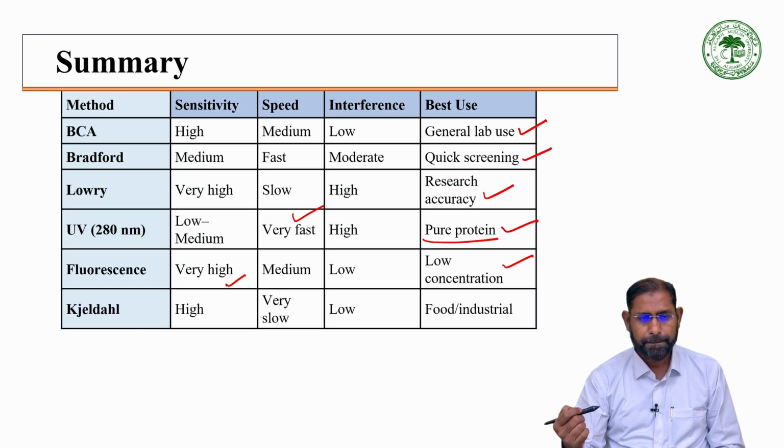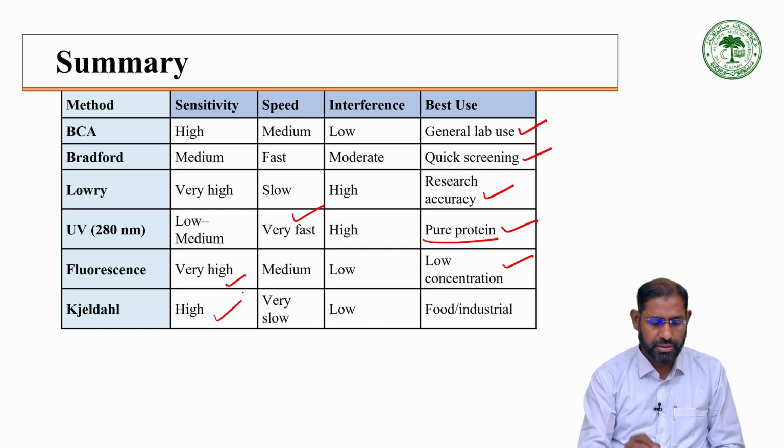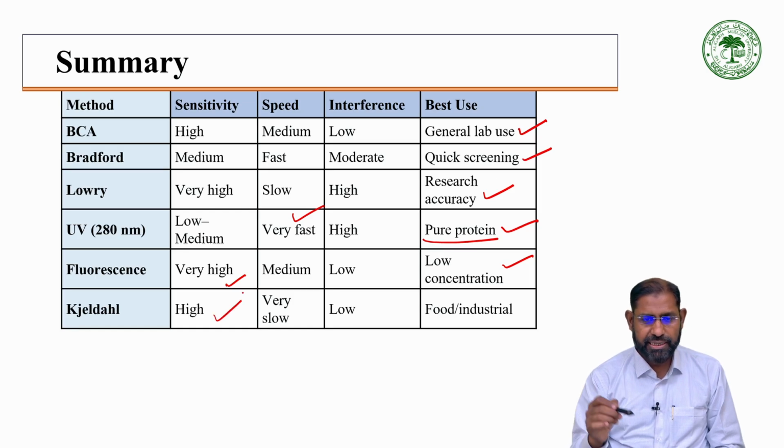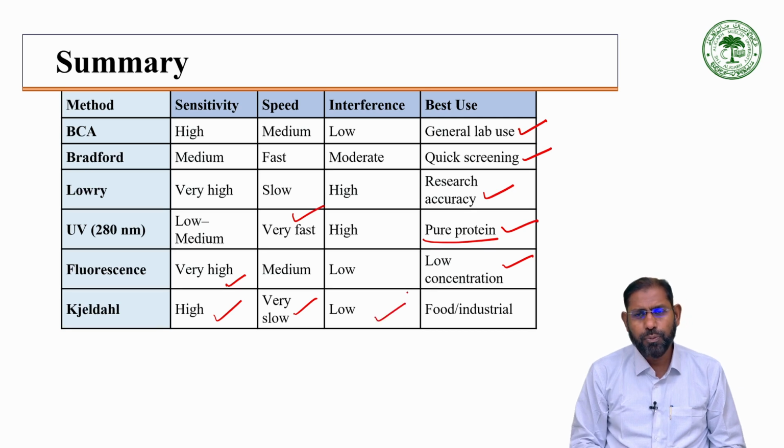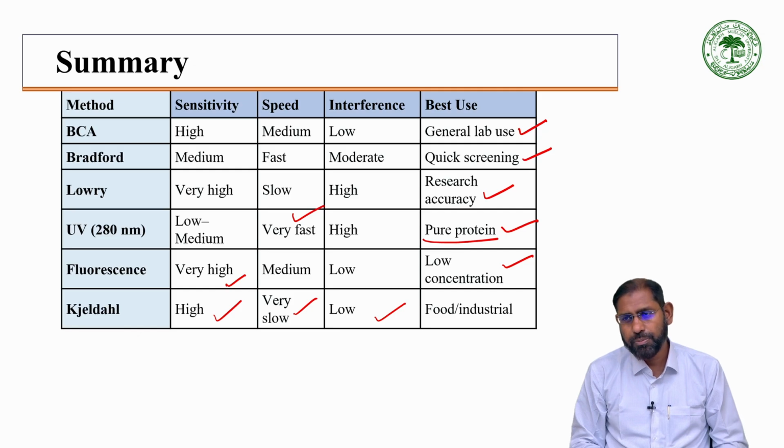the fluorescence method. Then we have the Kjeldahl method, which has very high sensitivity, speed is very slow, and interference is also low, and it is applicable for food and industrial purposes, not for general lab use. It also has a limitation because it converts all nitrogen, including non-protein nitrogen, into ammonia. That's the limitation.